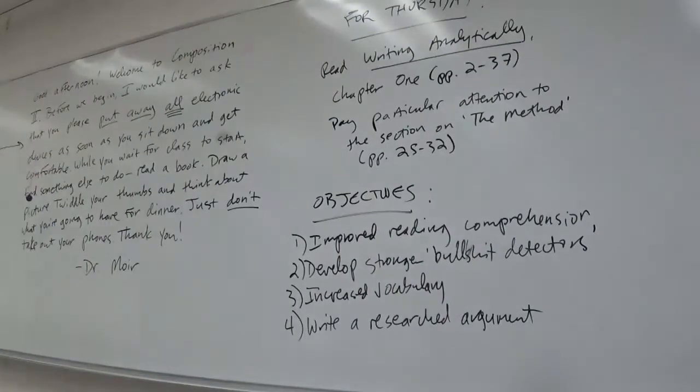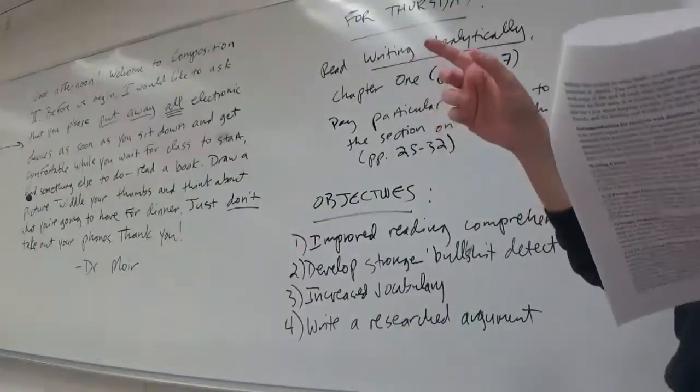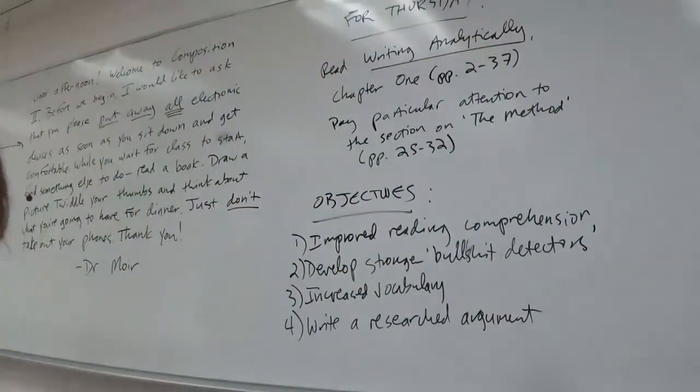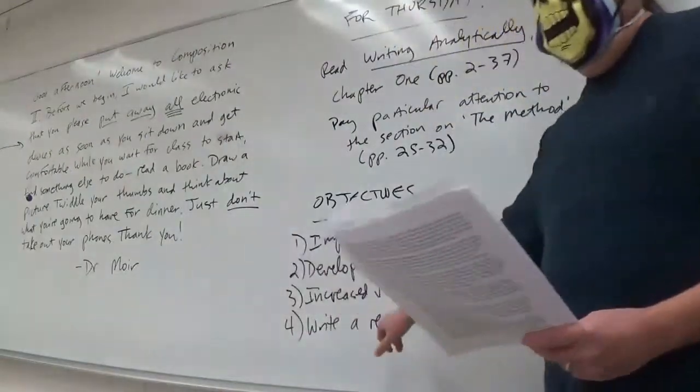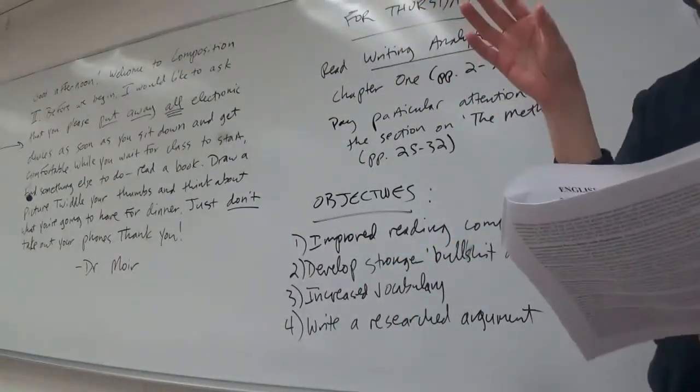in terms of what you're going to be graded on, there are going to be two major papers in this course. The first is going to be due around midterm, and it's going to be a close reading of a single text. I'll explain what close reading is probably by the end of this session, and we'll get a little practice with it. The second paper is going to be this researched argument, right? It's going to be the culminating project for the whole semester.